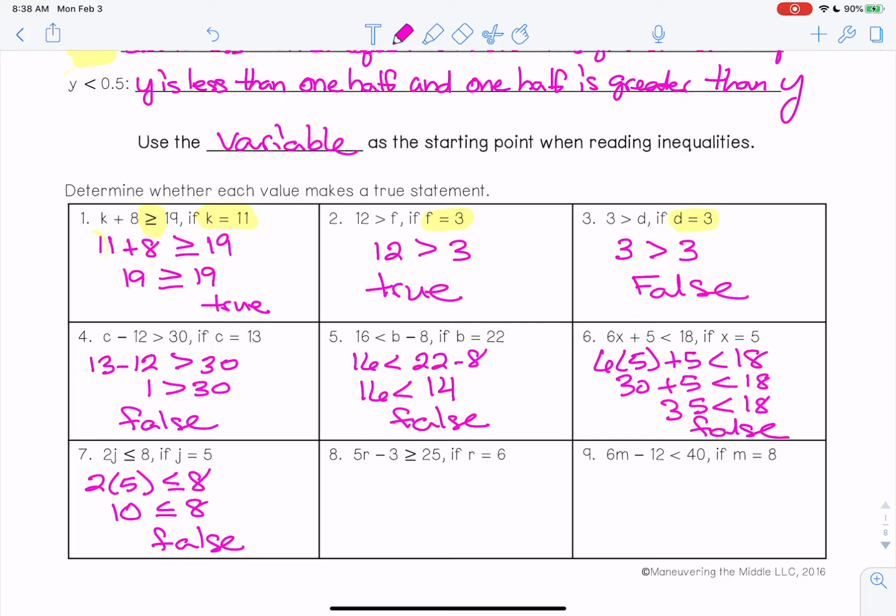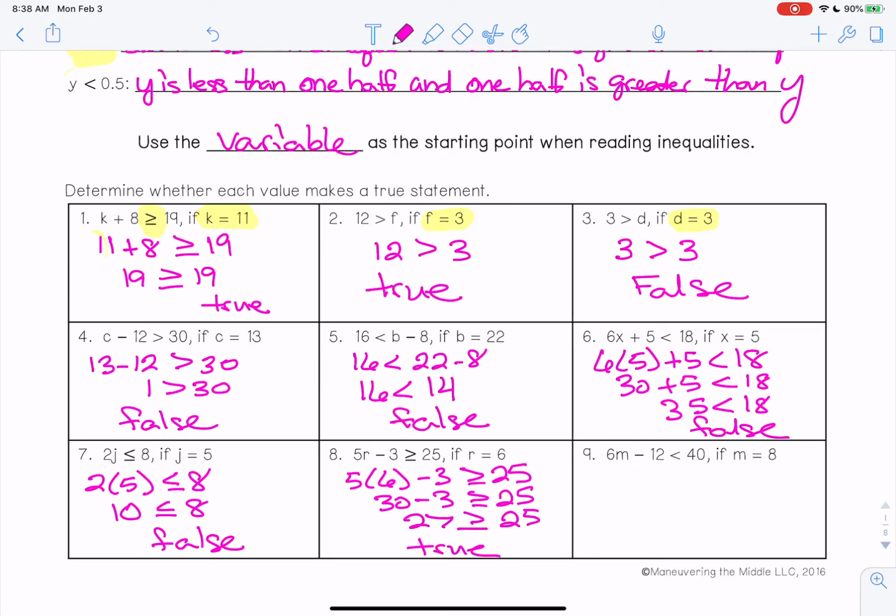Now we have r equals 6. So we have 5 times 6 minus 3 is greater than or equal to 25. So that's going to give us 30 minus 3, which is 27, is greater than or equal to 25. And that is true. It is greater than.